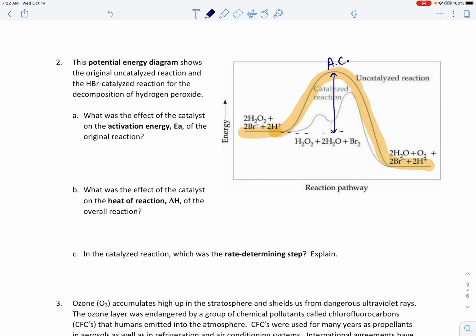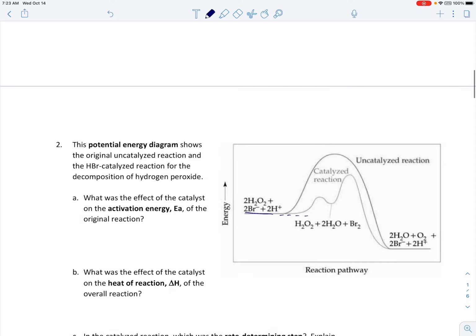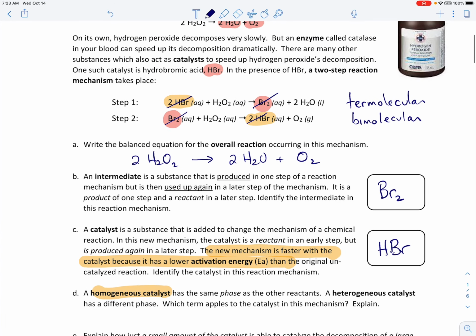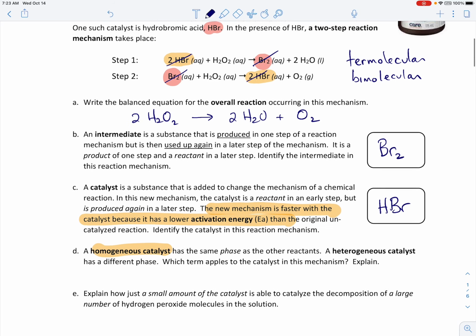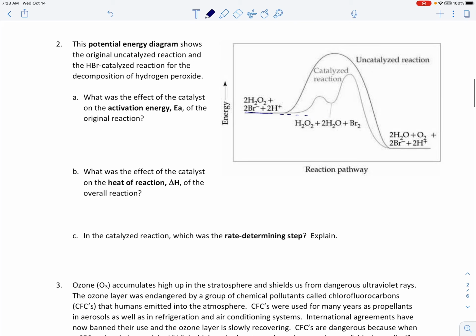So that was the uncatalyzed reaction, and there's only one hill. In the uncatalyzed reaction, it would have been a single-step process with a large activation energy and therefore likely to be very slow. Let me erase what I just drew there. In the catalyzed reaction, remember in the previous page, it followed a two-step mechanism. The HBr became bromine when it reacted with the hydrogen peroxide, and then in the second step, we produced HBr and oxygen again.